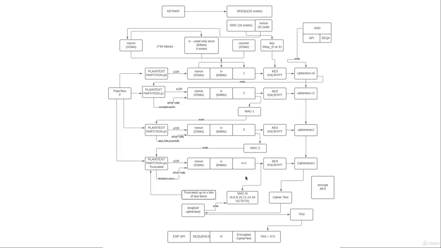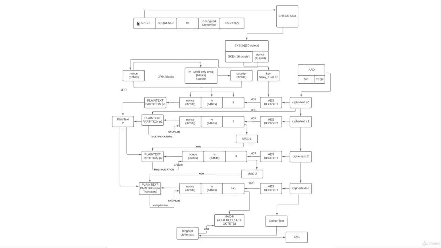On the decryption side, the IPsec peer receives the packet. It looks up the Security Association database to get the AES key, which also retrieves the nonce. It gets the initialization vector from the packet. It will do the decryption the same way we described multiple times. The only difference with GCM is its integrity check value validation.